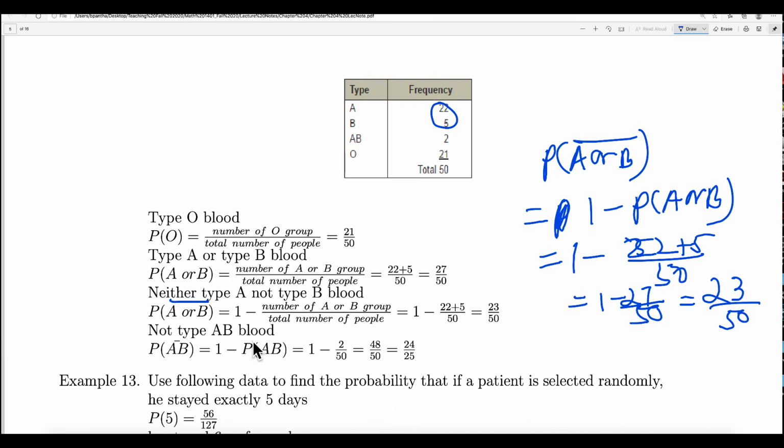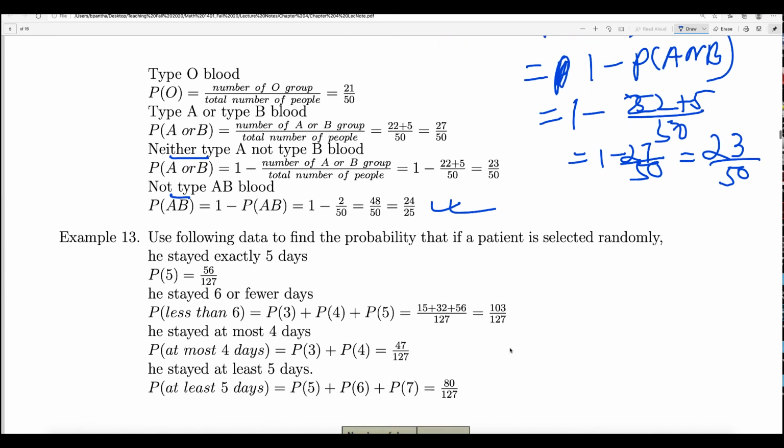So, not type AB. Not type AB means except 2, right? So what are those? That is 22 plus 5 plus 21, which will be 48. So one way to do that is 48 over 50. Another way is 1 minus the probability of AB: the AB complement is 1 minus probability of AB, 1 minus 2 over 50. So this is how you find out.